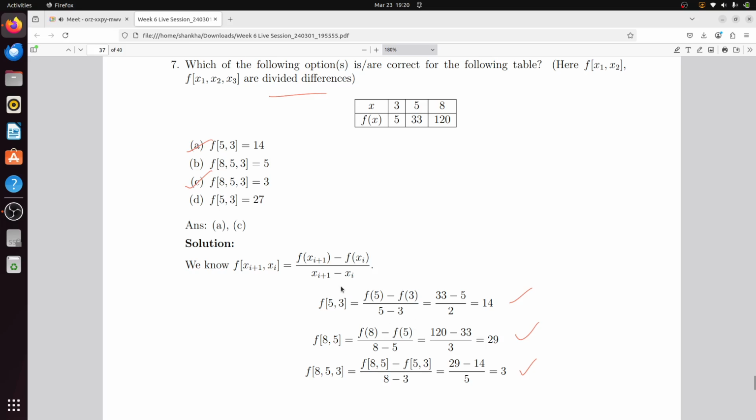So how can you calculate the divided difference? This is a notation for divided difference. This is the formula: f[xi+1, xi] equals f(xi+1) minus f(xi) by xi+1 minus xi. So f[5,3] will be f(5) minus f(3) by 5 minus 3, that will be 33 minus 5 by 2, which is 14. f[8,5] will be f(8) minus f(5) by 8 minus 5, which is 120 minus 33 by 3, that is 29. Then f[8,5,3] is f[8,5] minus f[5,3] divided by 8 minus 3, so that is just 3. So your answer is f[8,5,3] equal to 3 and f[5,3] equal to 14.